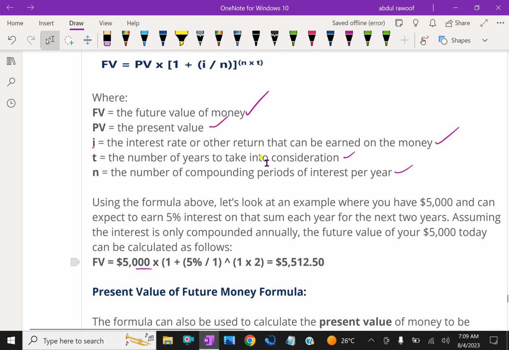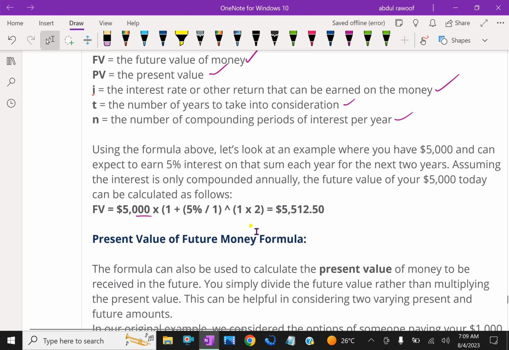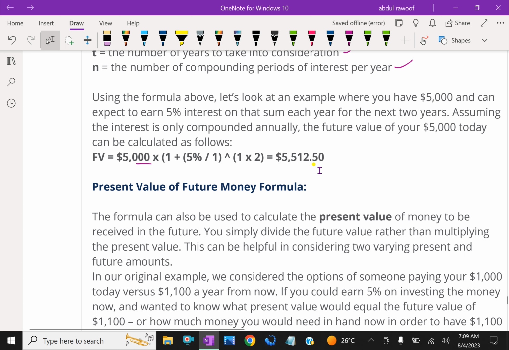Here N, the number of compounding periods per year, is 1, and N times T is 2. If you calculate this value, it gives 5,512.50. Subtracting 5,000 from this value, we have 512.50, which is your interest. You gain more after 2 years.